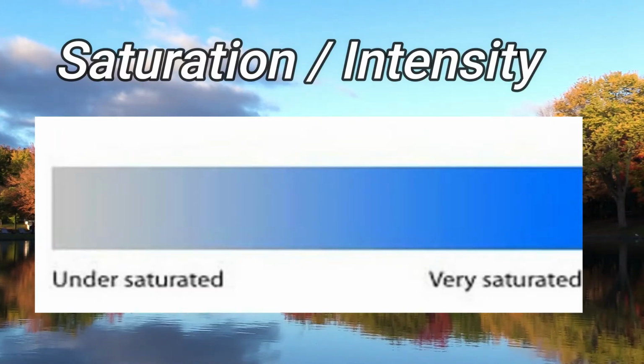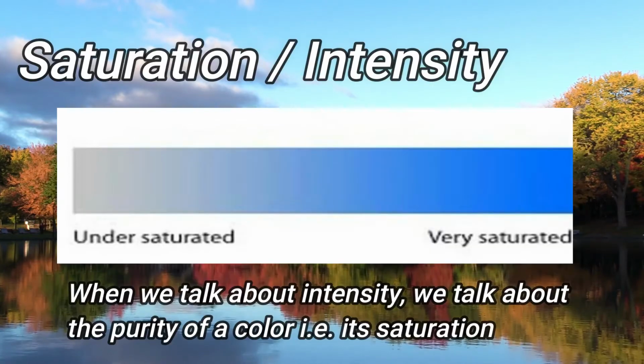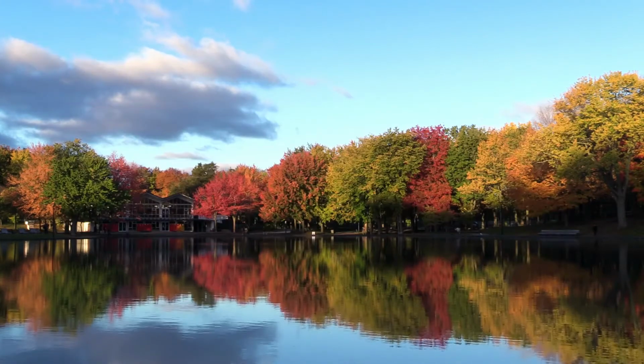Saturation or intensity. When we talk about intensity, we talk about the purity of the color. It is its saturation.